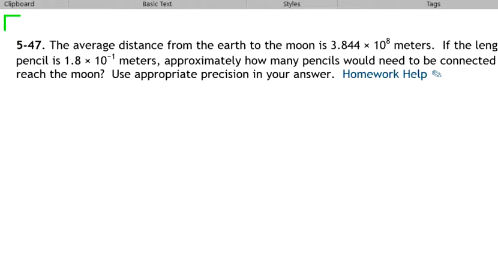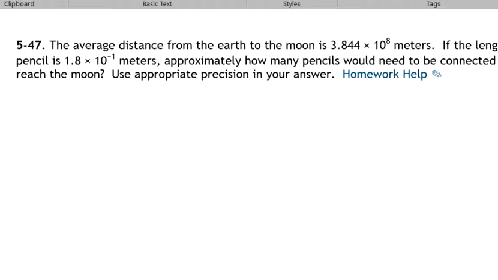If the length of an average pencil is 1.8 times 10 to the negative 1 meter, approximately how many pencils would need to be connected together to reach the moon? Use appropriate precision in your answer. So about how many pencils is it going to take to do this?